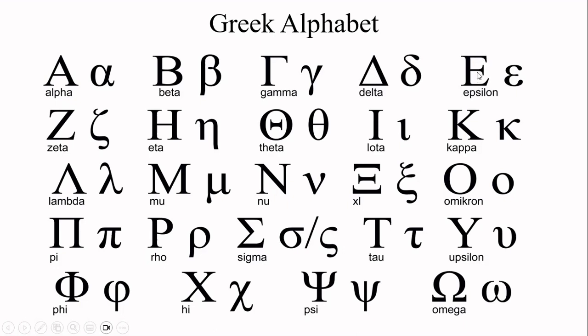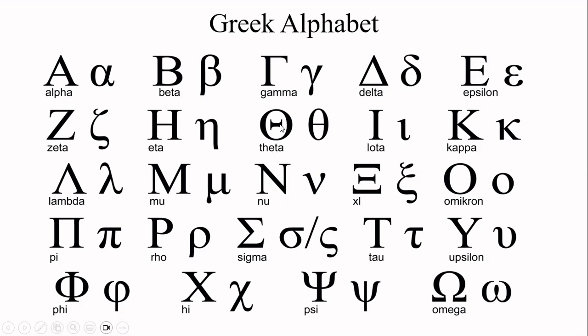This E is epsilon, epsilon. Z, zeta. Notice it's not the last letter of the alphabet in Greek. Zeta, this is the uppercase and lowercase. Uppercase eta, lowercase eta. Notice we call it an H, but the letter comes from the Greek eta. Eta, uppercase eta, lowercase eta.